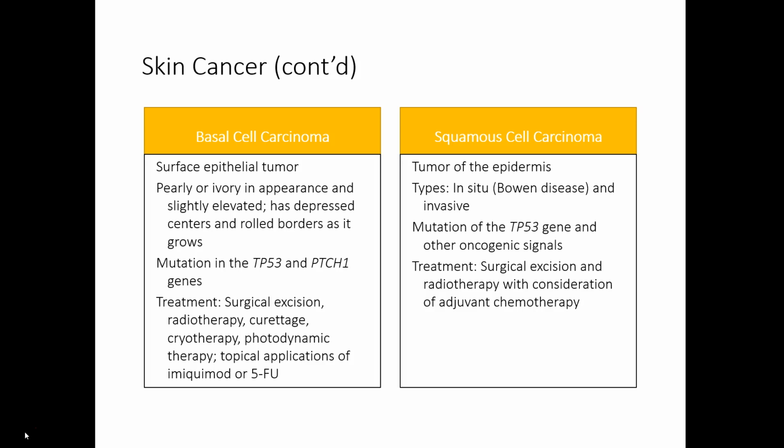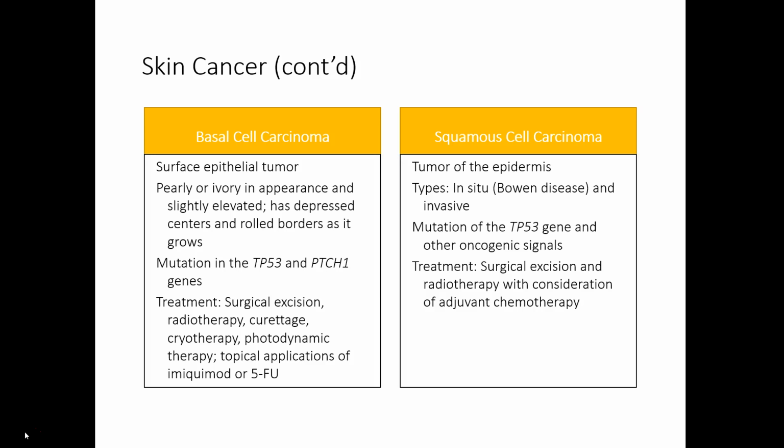A stands for asymmetry. One half is unlike the other half. B is border. Border irregularity is a scalloped or poorly circumscribed border. C is color varied. It varies from one color to another: shades of tan or brown, black, sometimes red, white, and blue. And D is diameter, larger than 6 millimeters as a rule. And 6 millimeters is about the size of a pencil eraser.